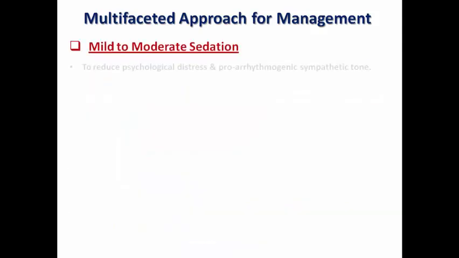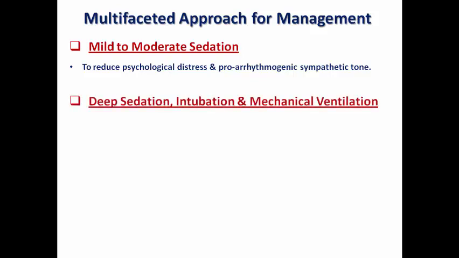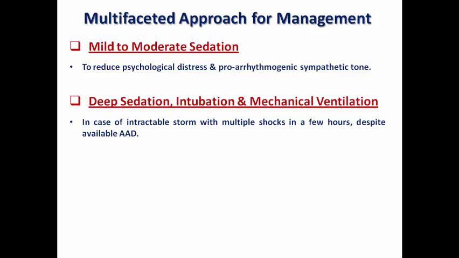Mild to moderate sedation may be necessary to reduce the psychological stress caused by the multiple DC shocks and so reduce the pro-arrhythmogenic sympathetic tone, which may be a contributing factor to perpetuation of ventricular arrhythmia. But in some cases, we may need an anesthesiologist in order to start deep sedation, intubation, and mechanical ventilation in case of intractable electrical storm with multiple shocks in a few hours despite available antiarrhythmic drugs.